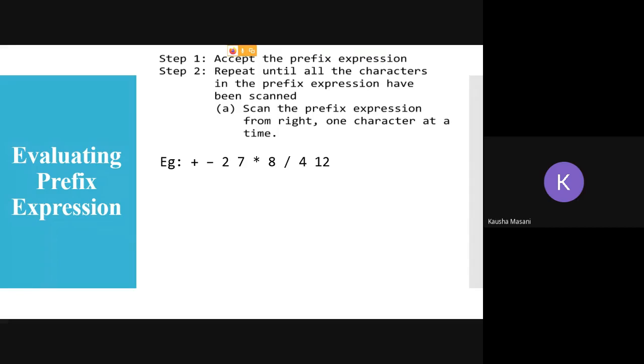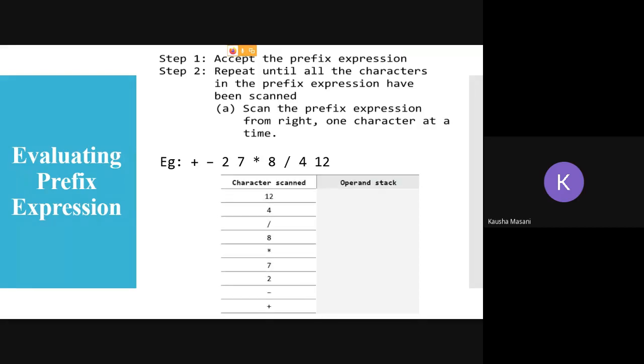So let's say this is your converted prefix expression. There was some algebraic notation given as an input. You converted it into prefix, and this is your end result of prefix: plus minus 2 7 star 8 divide 4 12. Now you have to evaluate this. Again, from right hand side, you are going to start scanning. You have to make 2 columns, scanned and operand stack. From right hand side you scan: 12 4 divide 8 star 7 2 minus and plus.